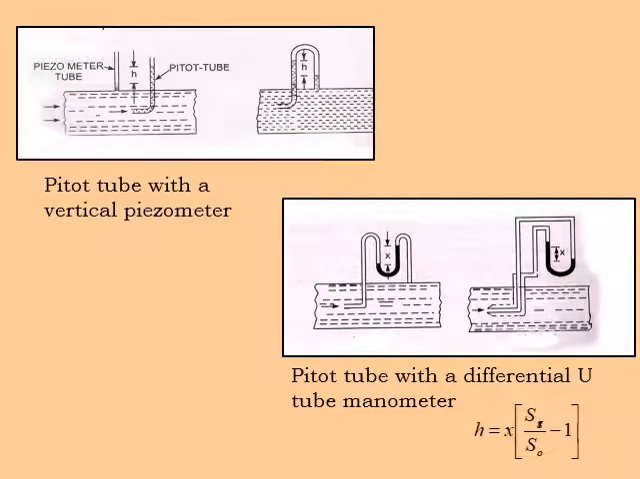So here h is given by x into (S_g by S_o minus 1). S_g is equal to the specific gravity of the liquid present in the manometer. S_o is equal to the specific gravity of the oil or fluid flowing through the pipe.